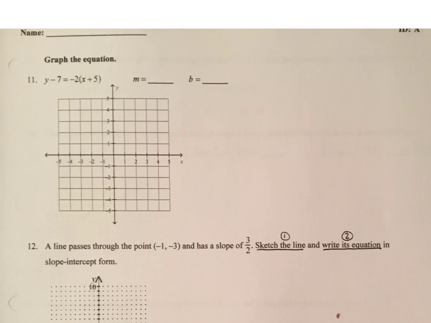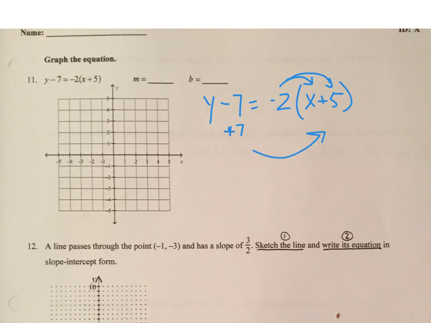Okay, number 11. You're given the equation of a line in point slope form. They want us to put it in slope intercept and graph it. So we're going to need to do some work here just a little bit. -2 times x plus 5, right? Remember, we need to distribute and multiply that number through to everybody first. And then you're going to need to add the 7 over to the other side.